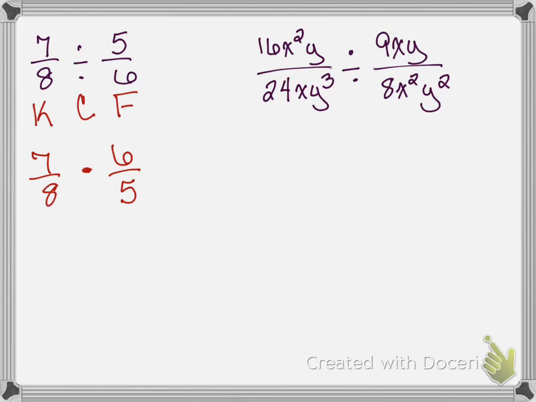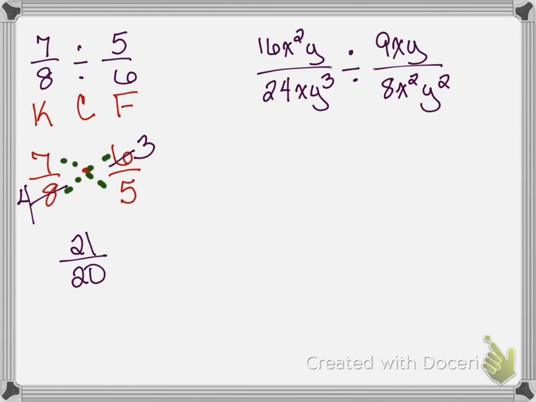Now I have a multiplication problem. So what I'm going to do, I'm going to look here. I can't simplify anything. I'm going to look here. My 2 goes into both of those. 2 goes into 6 3 times. 2 goes into 8 4 times. 7 times 3 is 21. 4 times 5 is 20.